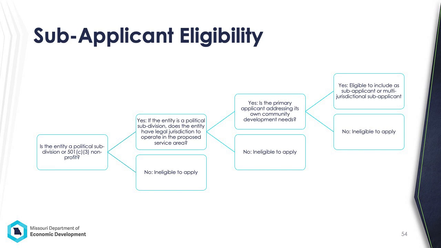The sub-applicant eligibility determination takes 3 items into consideration. First, is the entity a political subdivision or 501(c)(3) nonprofit? Second, if the entity is a political subdivision, does the entity have legal jurisdiction to operate in the proposed service area? And 3, is the primary applicant addressing its own community development needs?